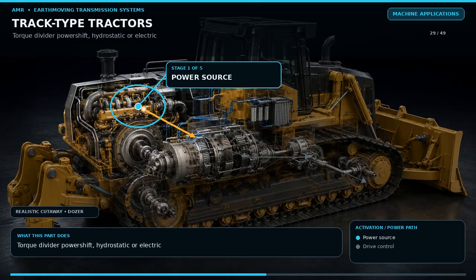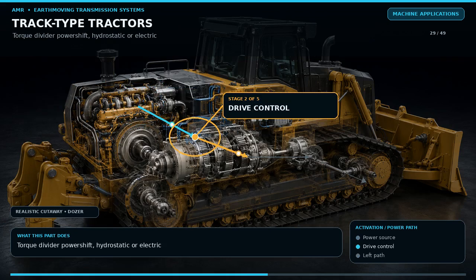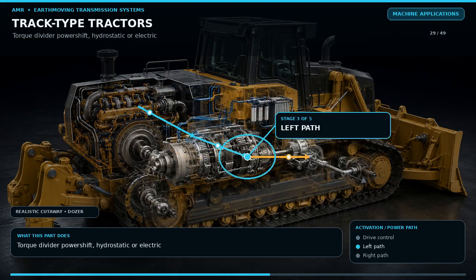Track-type tractors commonly use one of three layouts. Traditional larger dozers use a torque divider, planetary power shift transmission, bevel or differential steering system, and final drives. Hydrostatic dozers use separate controlled hydraulic paths to the left and right tracks, making steering and speed continuously variable. Electric drive dozers use a generator and traction motors with final reduction gears.